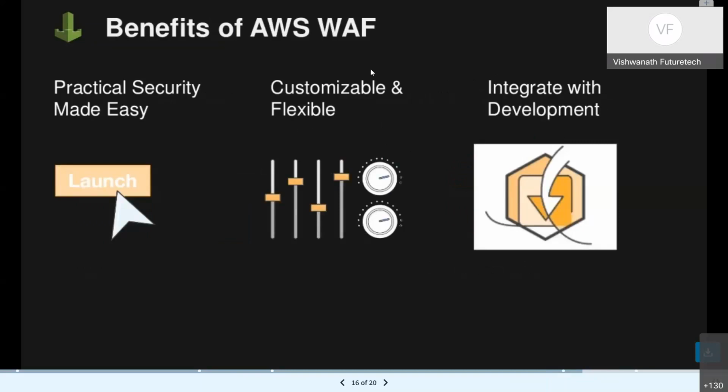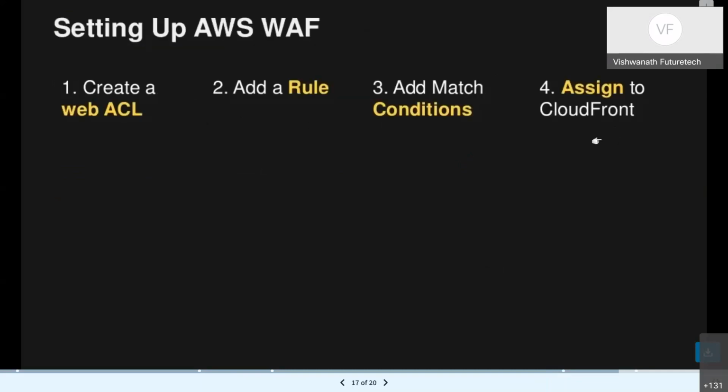So benefits of WAF, Web Application Firewall. We have practical security made easy, of course. We have customizable and flexible, and integrates with development. Setting up is pretty straightforward again. Create the web ACL, add a rule, add the condition, assign it to the CloudFront. In this case, it is a CloudFront. Basically, it could be CloudFront, it could be a load balancer, either one, right?